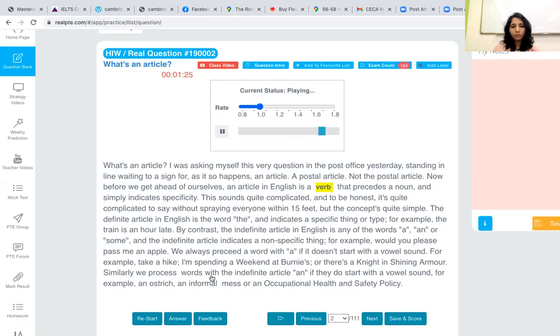Similarly, we precede words with the indefinite article an if they do start with a vowel sound. For example, an ostrich, an enormous mess, or an occupational health and safety policy.